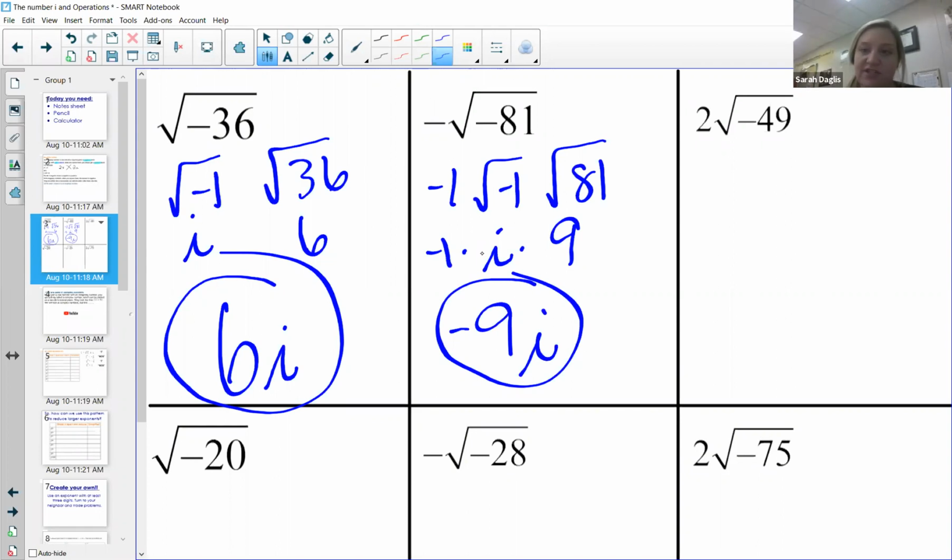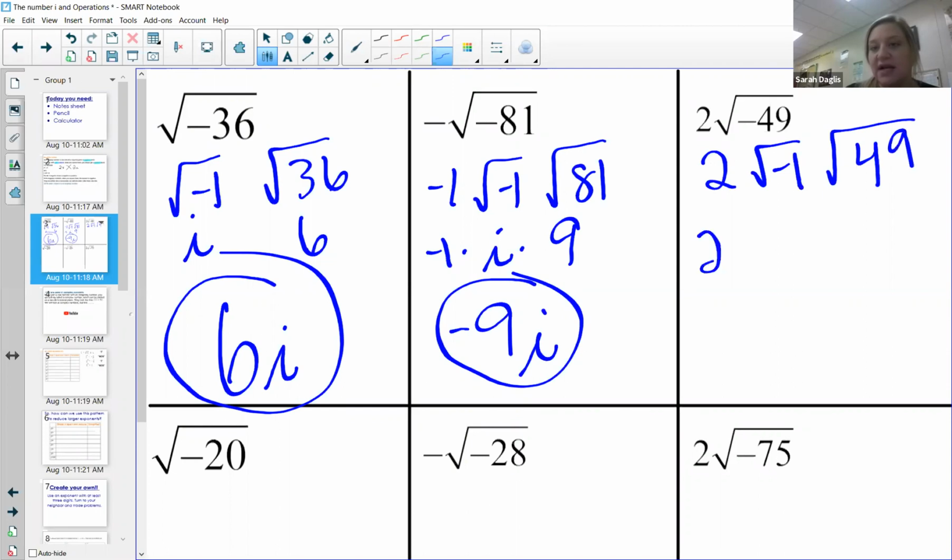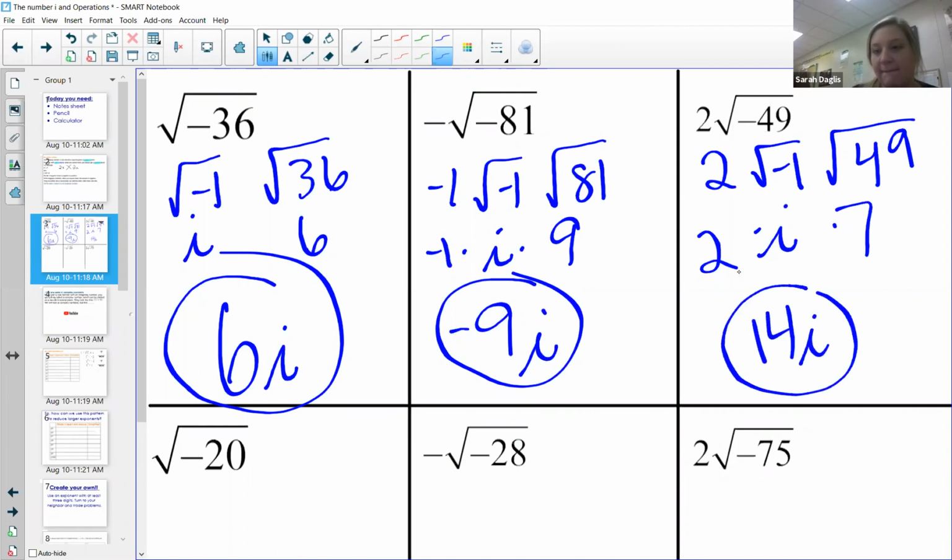So your answer becomes negative if there's a negative on the outside. All right, next we have 2 times the square root of -49. So we have 2 on the outside, there's a negative happening, and then there's 49. Well, 2 stays there. Square root of -1, there's our imaginary number. And the square root of 49 is 7. When we multiply these together, we get 14i, like that.